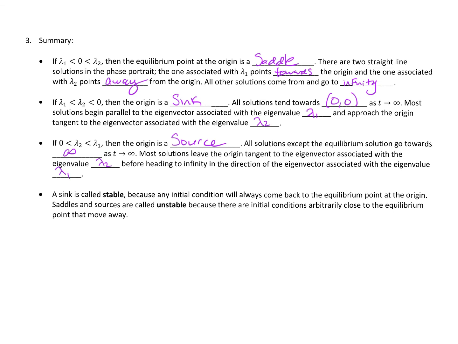A sink is called stable because any initial condition will always come back to the equilibrium point at the origin. Saddles and sources are called unstable because there are initial conditions arbitrarily close to the equilibrium point, the origin, but that move away.